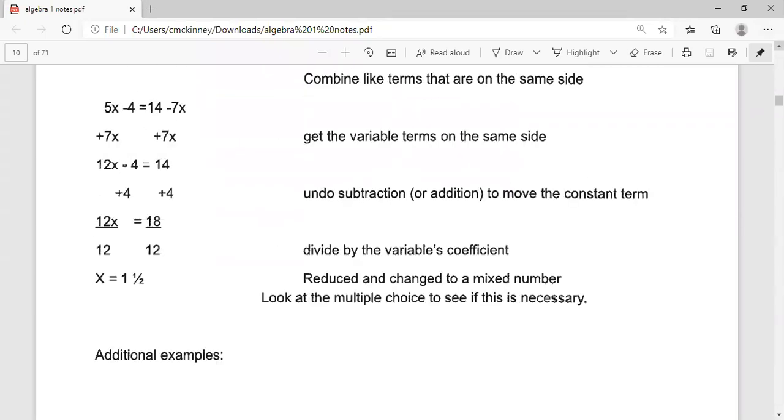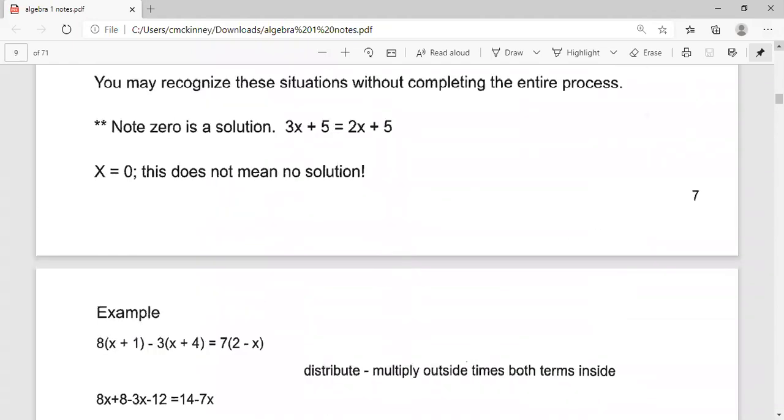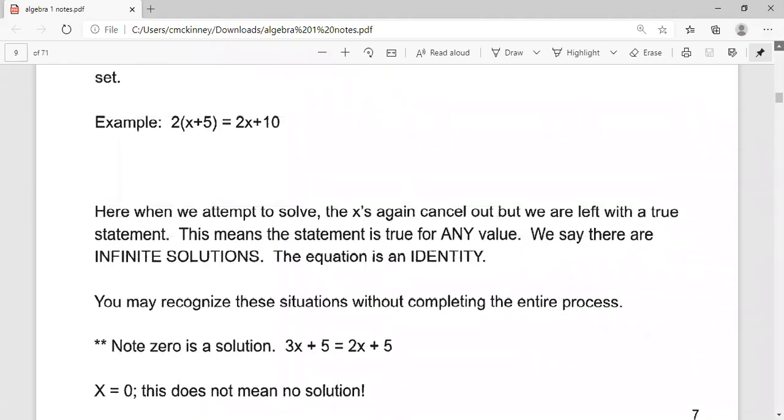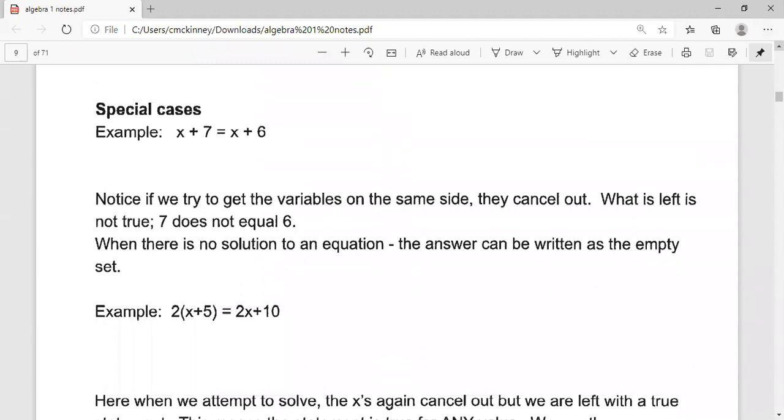So the other thing we're going to do, if you scroll back in your notes, or page back in your case, is we're going to look at some special things that happen in an equation. It doesn't happen often, but it can. So if I look at this problem, x plus 7 is equal to x plus 6.